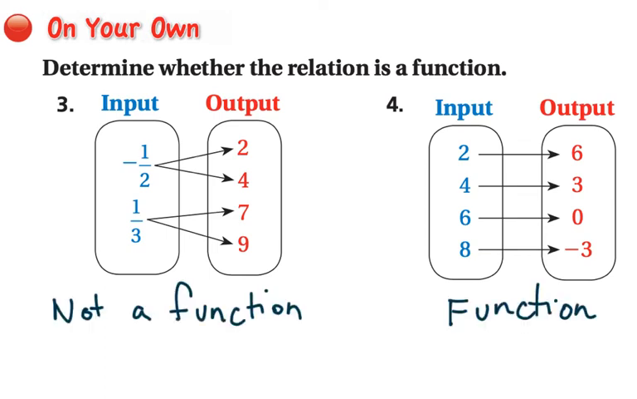And here you go. Number 3 is not a function. We had inputs with more than one arrow, or more than one output. Number 4 is a function. Every input only had one arrow going away from it to another output.